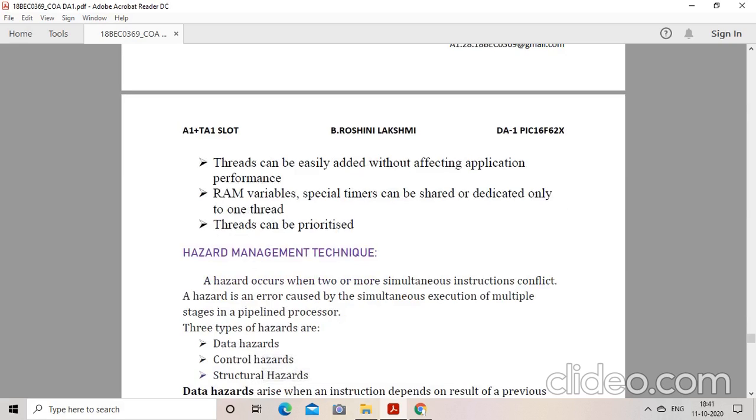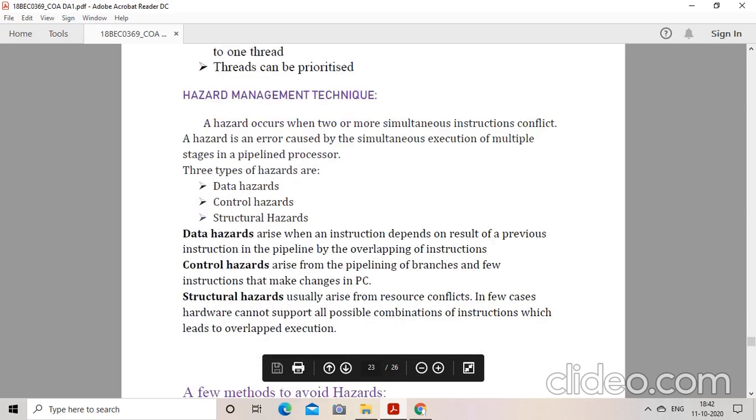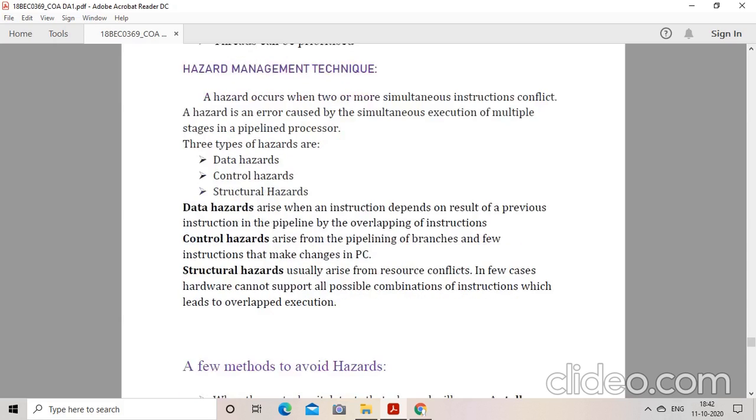And then the techniques involved in order to manage these hazards. A hazard occurs when 2 or more simultaneous instructions conflict. There are 3 types of hazards: data hazards, control hazards, and structural hazards. Data hazards arise when an instruction depends on the result of a previous instruction in the pipeline, by the overlapping of instructions. Control hazards arise from the pipelining of branches and a few instructions that make changes in the PC. Structural hazards usually arise from resource conflicts. In a few cases, hardware cannot support all possible combinations of instructions, which leads to overlapped execution.